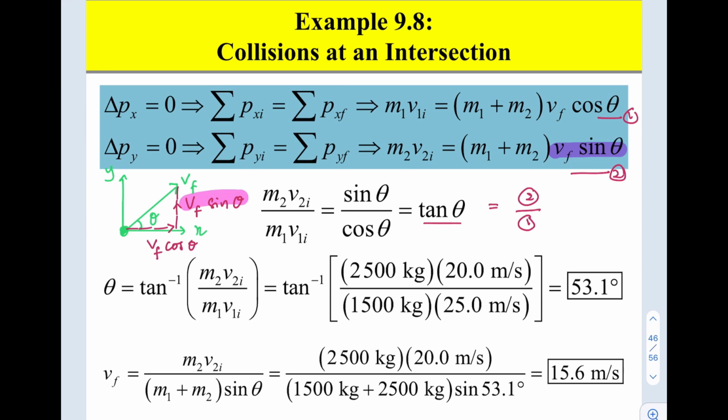Now sine over cosine becomes tangent, and you also have the ratio of M2 V2 initial over M1 V1 initial. How about M1 plus M2? They cancel out each other, so we are left with sine theta over cos theta. To figure out theta, take the arctangent of the whole ratio. Substitute the values, and you will get 53.1 degrees.